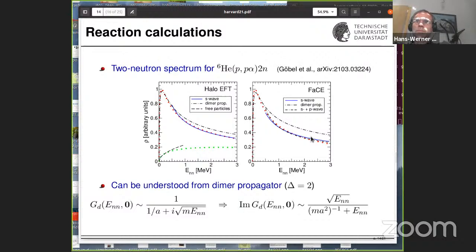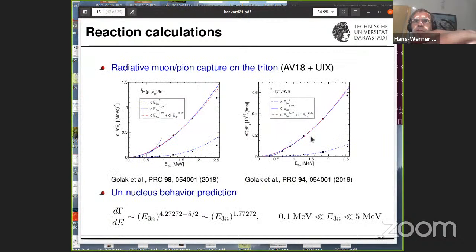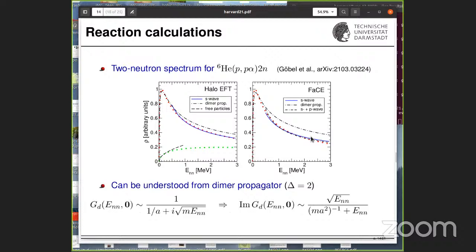Okay, so this was for two neutrons. Now, excuse me, sorry. Yes? Maybe on these two figures on the slide earlier, can you say again what are we trying to compare on the left hand side, this halo EFT, and then the right hand side, the phase model? Are they giving the same?